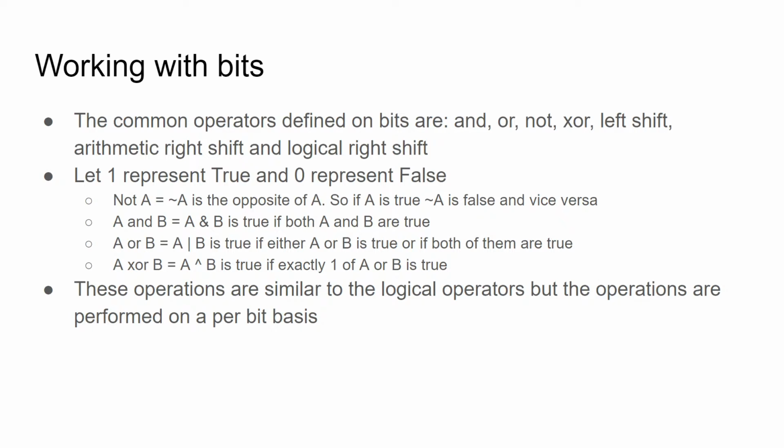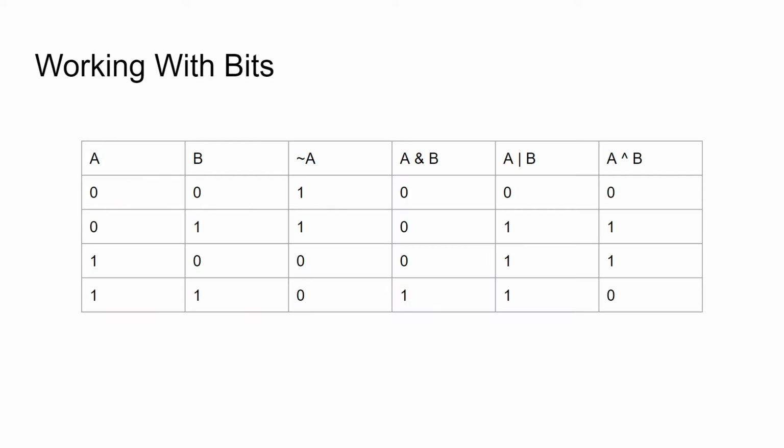A AND B is only true if both A and B are true. So you need a 1 in both spots for them to be true. A OR B is true if either A is true or B is true, or if both of them are true, and A XOR B is true if exactly one of them is true. The operations are really similar to their logical equivalents, but the operations are performed on bits, and they're not performed on single elements, like logical values, like logical AND and logical OR.